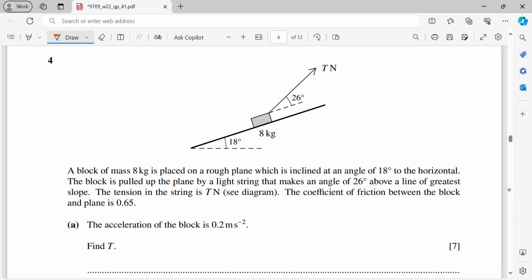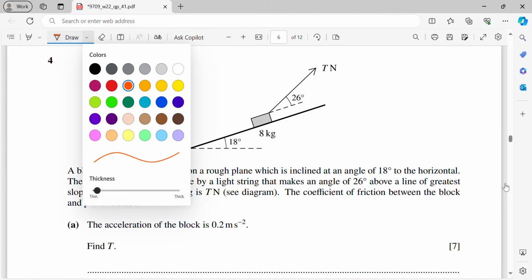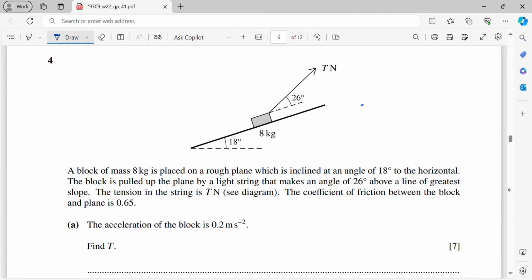Now for question number 4. A block of mass 8 kg is placed on a rough plane, which is inclined at an angle of 18 degrees to the horizontal. The block is pulled up by a light string that makes 26 degrees above the line of greatest slope. The tension is T newtons. The coefficient of friction between the block and the plane is 0.65.